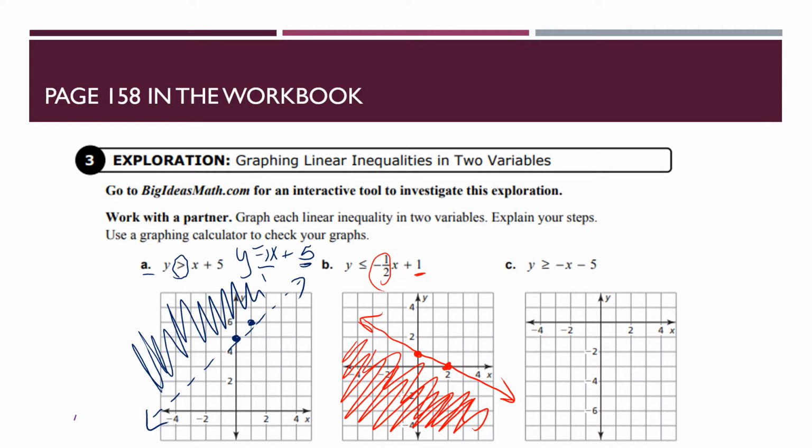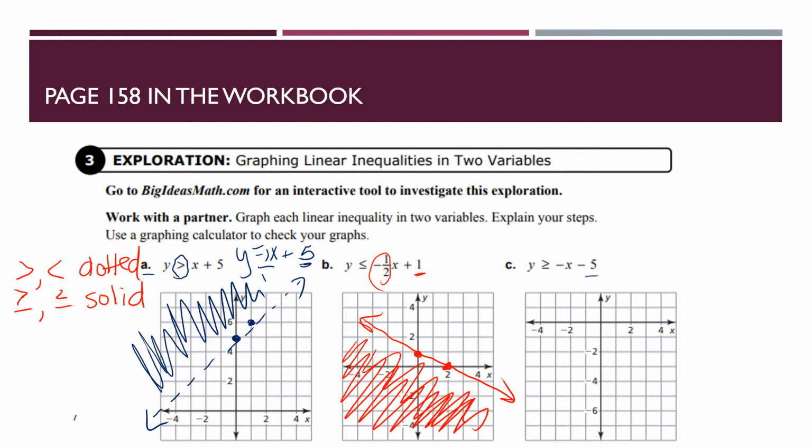Now I'd like for you to think for a second on why you think A was dotted and B was solid. See if you can figure that out. Okay, so hopefully you were looking at the signs. This one has a greater than. So greater than or less than is going to be a dotted line, and greater than or equal to, less than or equal to is a solid line. What that means is that everything on the line is a part of your answer. We'll keep learning about this as we go in the video.